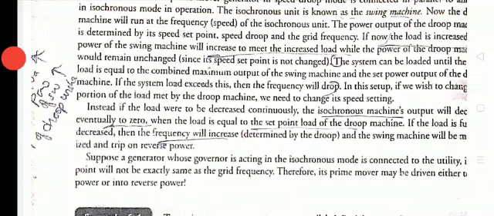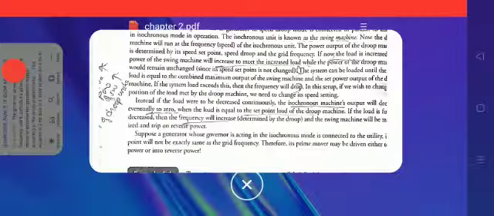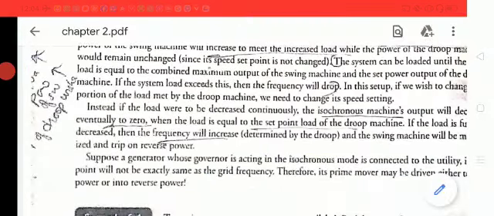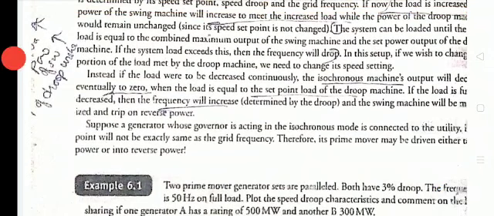If the system load exceeds this, then the frequency will drop. Correct? In this setup, if we wish to change the portion of the load met by the droop machine, we need to change its speed setting. Okay? Instead, if the load were to be decreased continuously, the isochronous machine's output will be decreased eventually to 0, when the load is equal to the set point load of the droop machine. If the load is further decreased, then the frequency will increase.